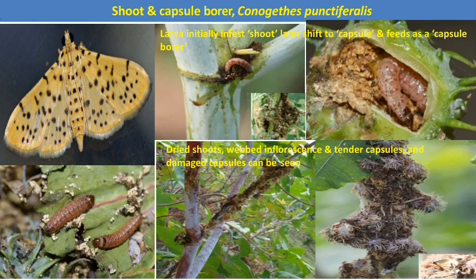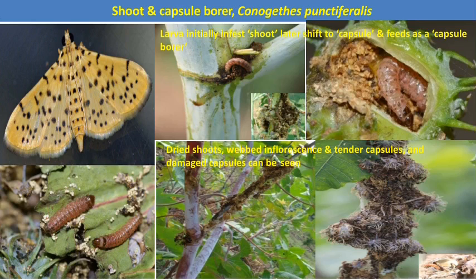Then the next pest is the shoot and capsule borer, and the species is Conogethes punctiferalis. The name shoot and capsule borer means that at the initial stage, the caterpillar feeds on the shoots, and after capsule formation, it attacks the capsules.